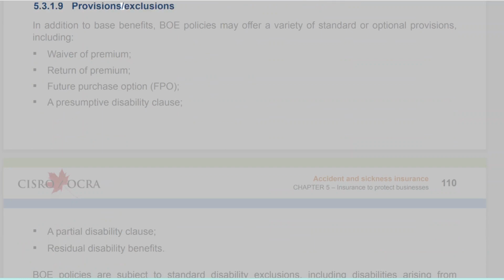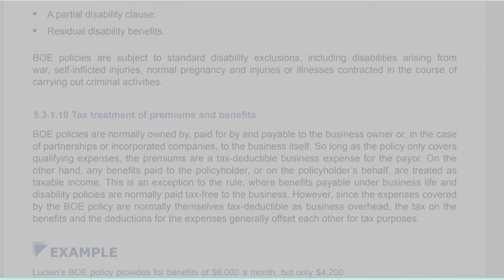5.3.1.9 Provisions/exclusions. In addition to base benefits, BOE policies may offer a variety of standard or optional provisions, including waiver of premium, return of premium, future purchase option, FPO, a presumptive disability clause, a partial disability clause, residual disability benefits.